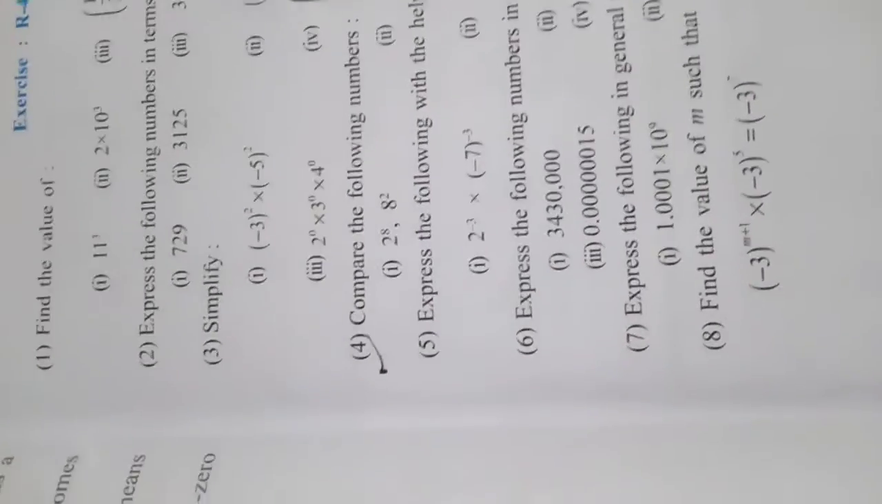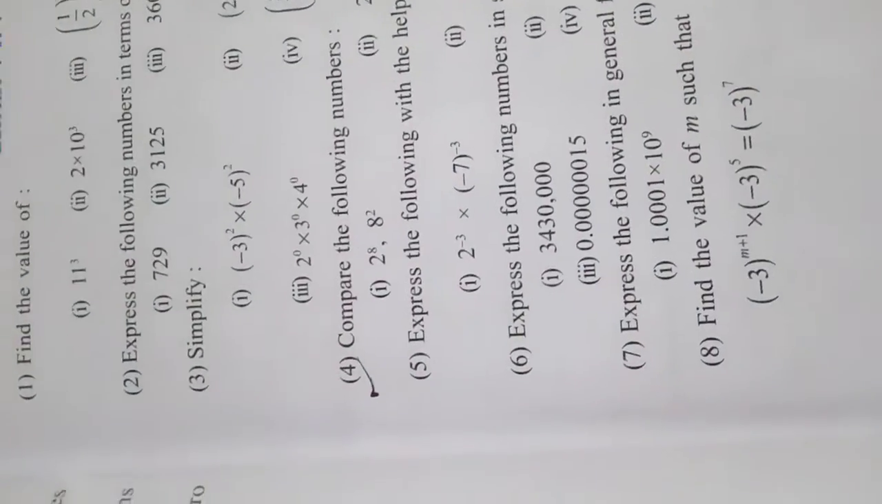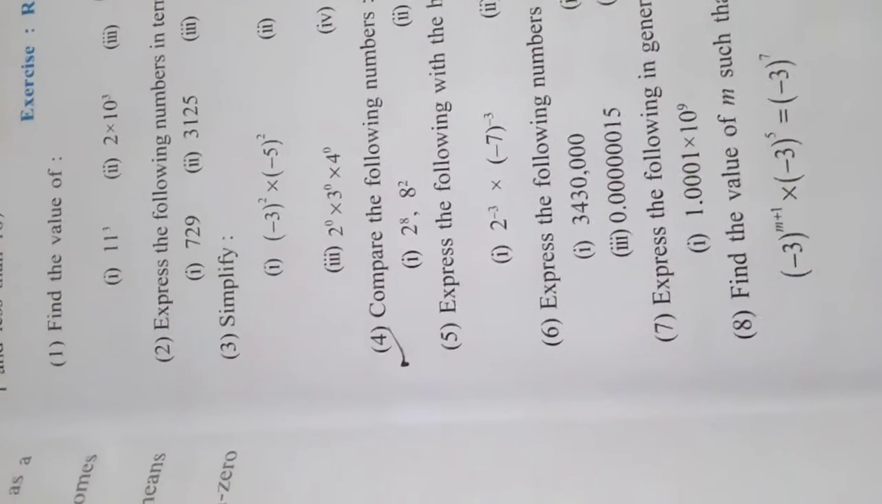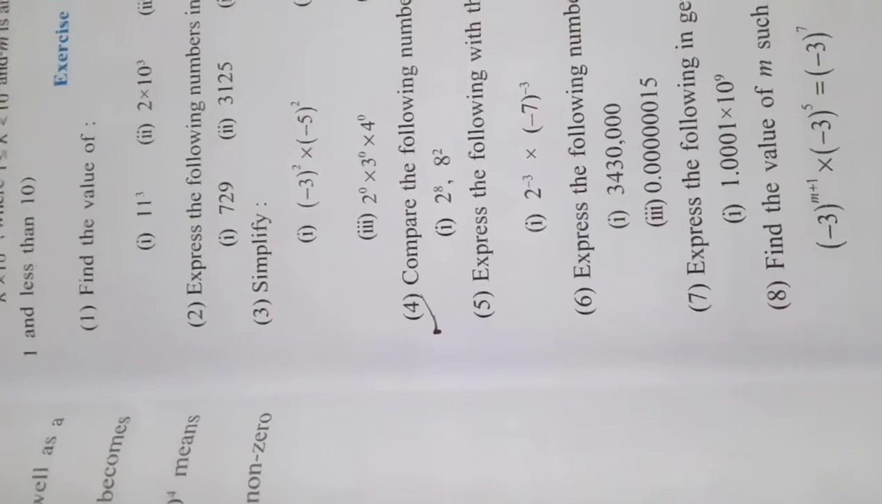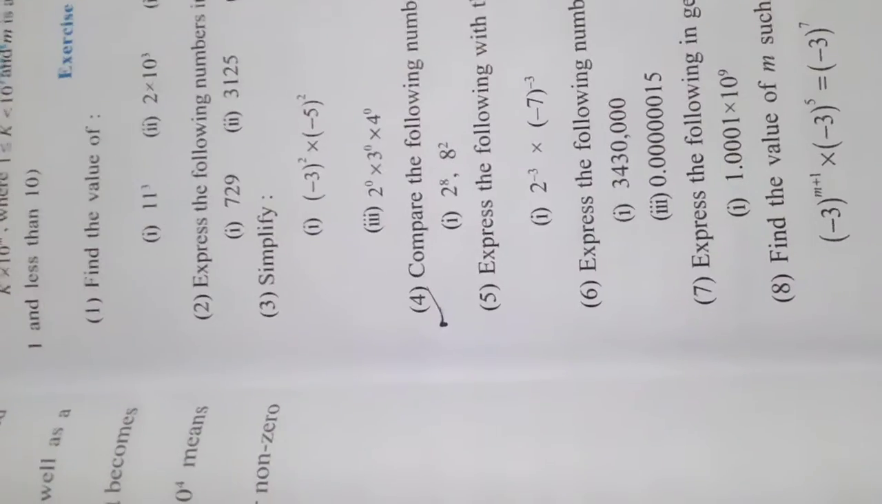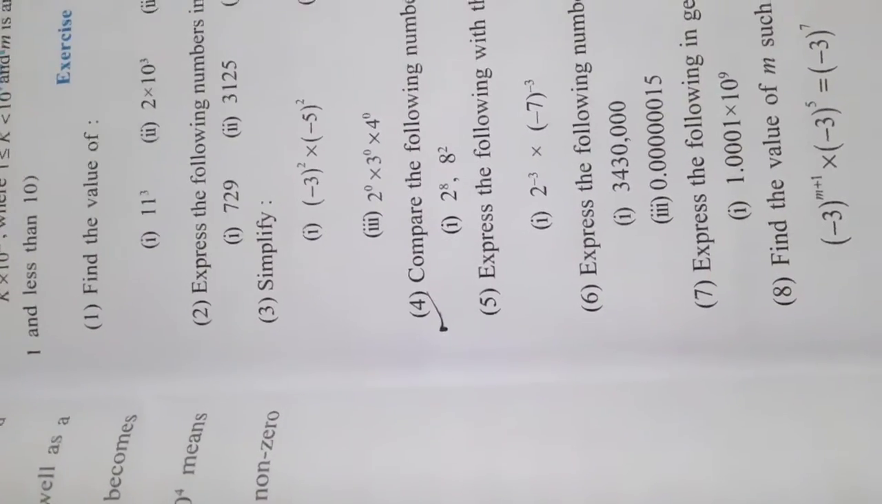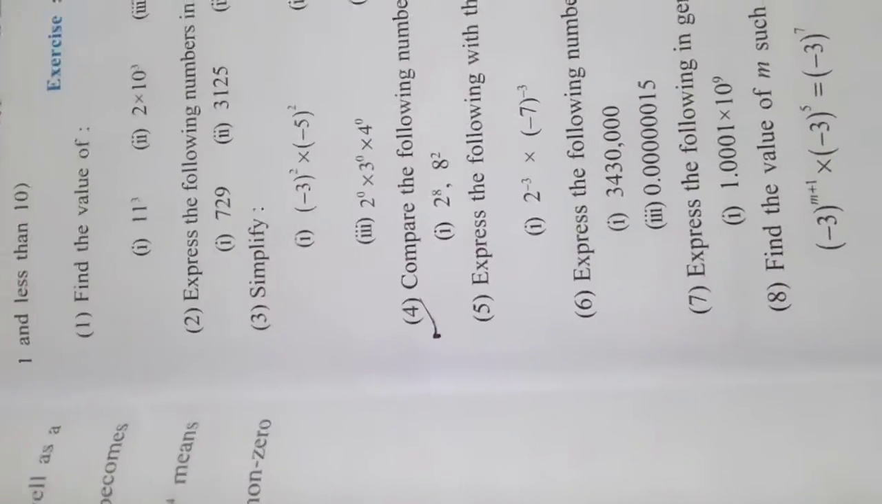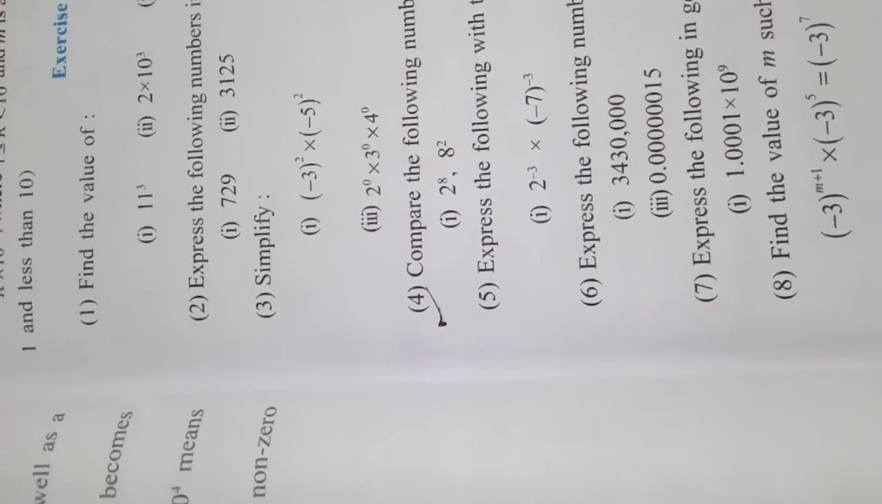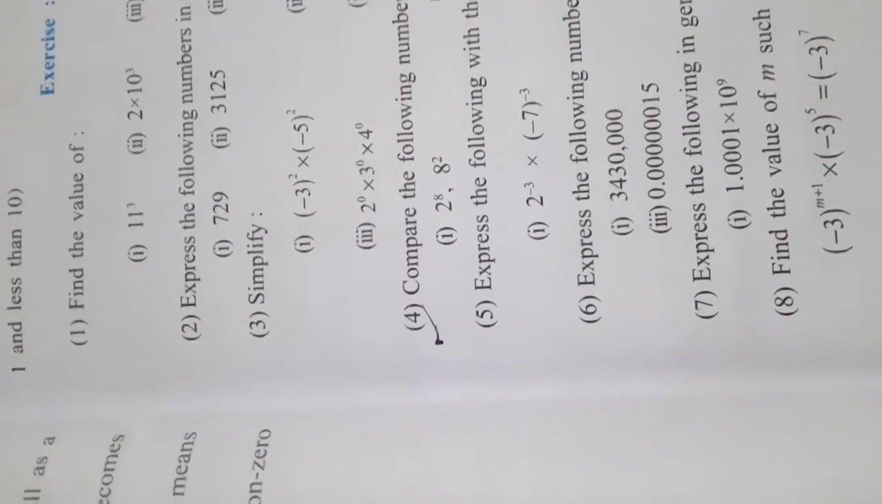Then see question number 4. Compare the following numbers. One is 2 to the power 8, and another one is 8 square. Which one is greater? Then multiply 2 into 2 into 2 into 2, that means 2 to the power 8 is equal to, multiply it, how much will you get?